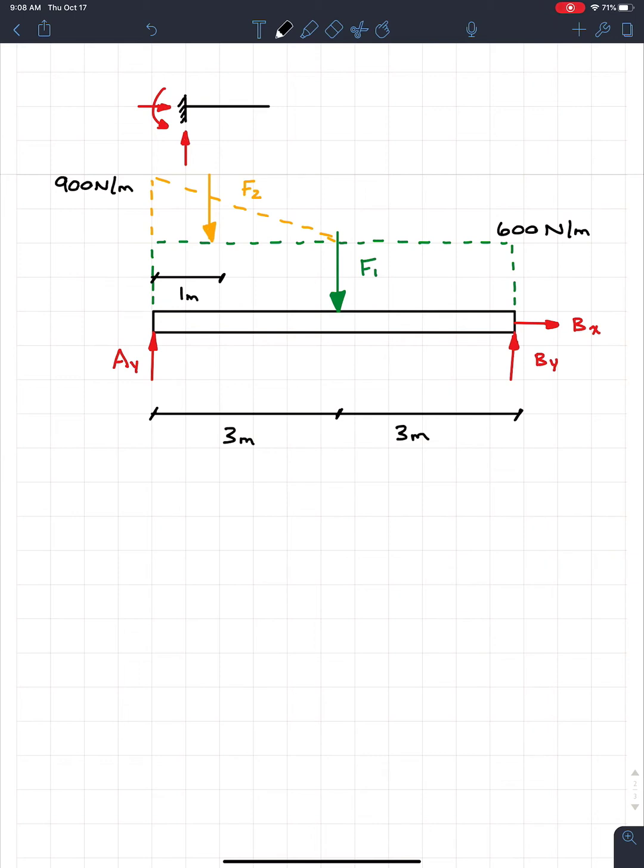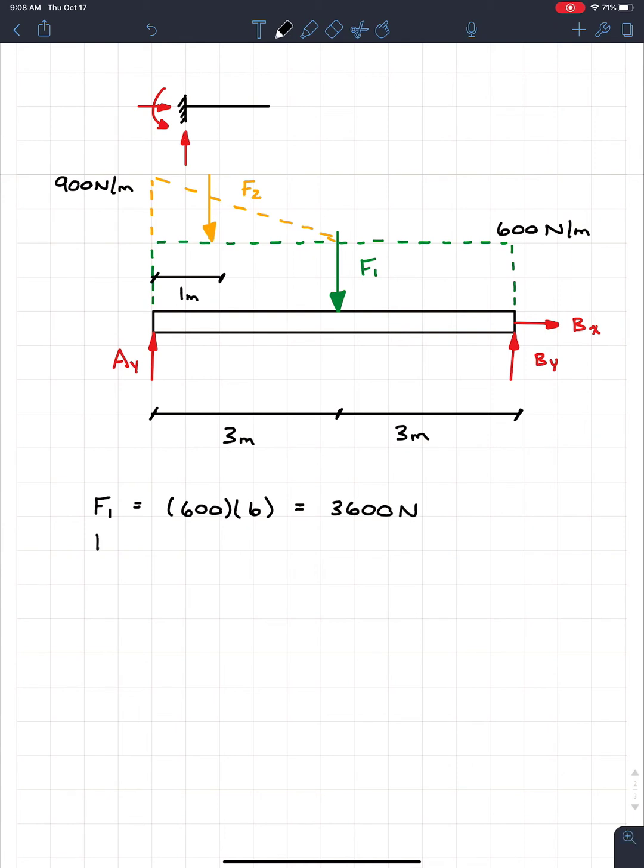Alrighty, so now that we have our free body diagram, it has everything that we need, we can start solving for the unknowns. Let's start with the unknowns that we know how to solve for really quickly, which is F1 and F2. So for F1, we know it's going to be the area of that rectangle. So the height of it is going to be the 600 newtons per meter, and the length of it is going to be that 3 plus 3, which is 6 meters. So if I toss all that in, I'm going to get 3,600, and the units of force were newtons, so it's going to be 3,600 newtons.